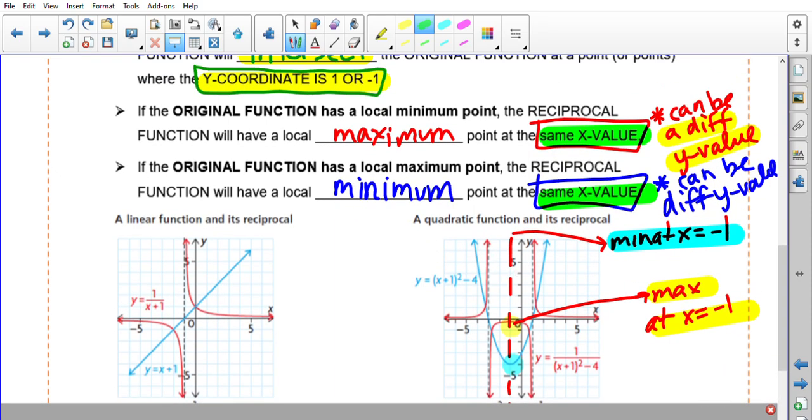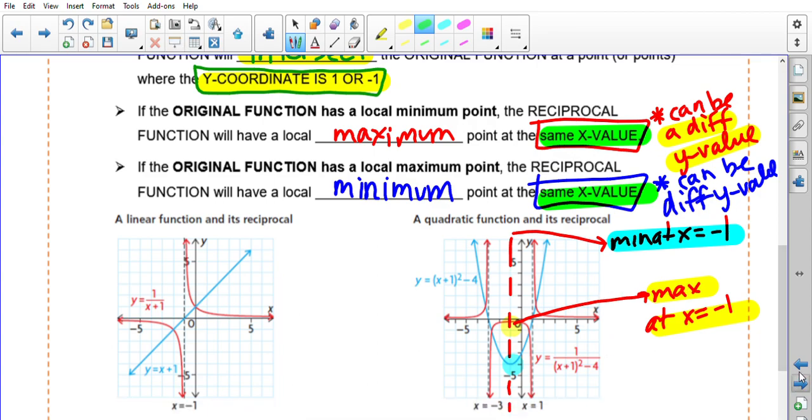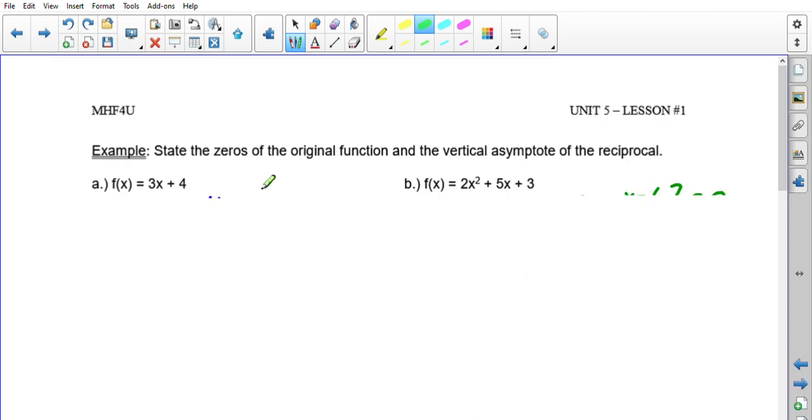All right, so now what we're going to do is use this information on this page to help us graph what the reciprocal graph will look like. So we have to use these facts to draw a graph now. Let's turn to the next page.